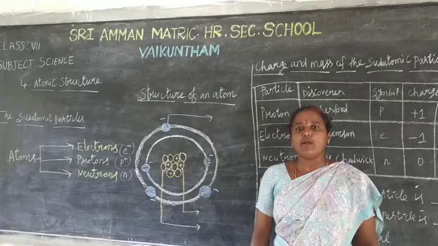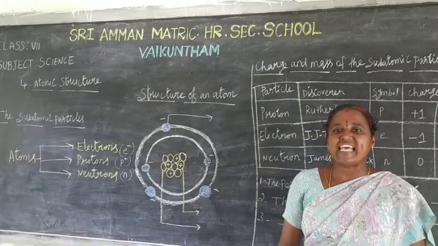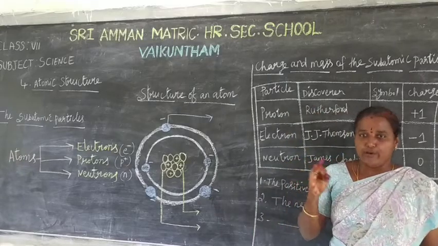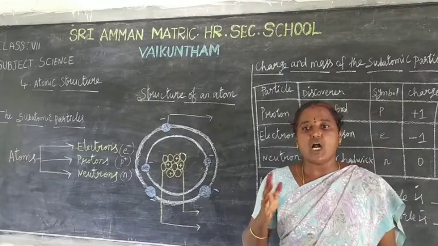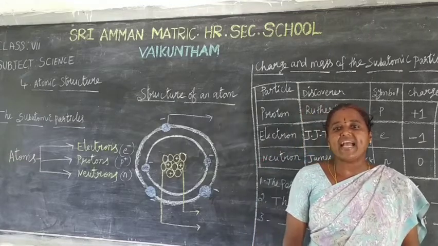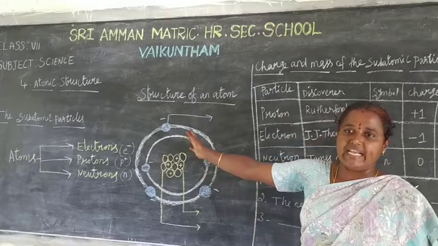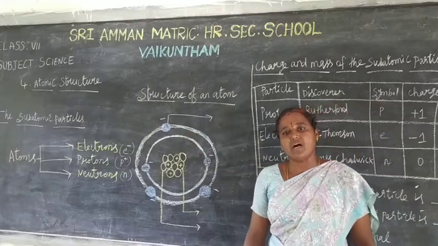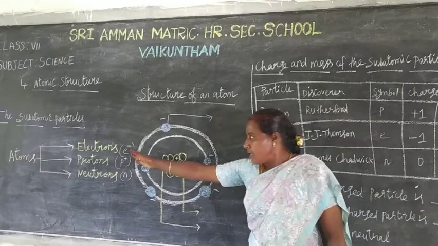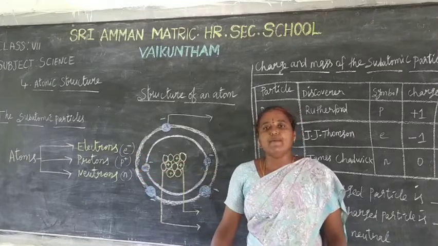In the same manner, protons and neutrons of all elements also have the same characteristics. These particles that make up the atom are called subatomic particles. What are the subatomic particles? Electron, proton and neutron. First we will see proton.